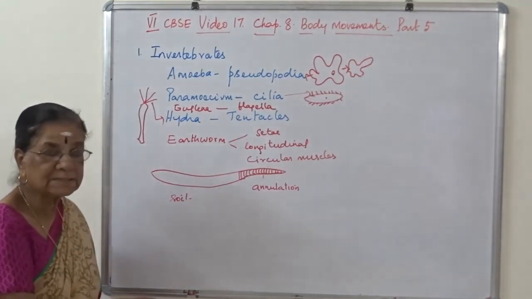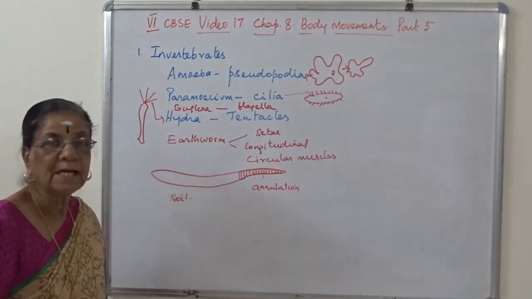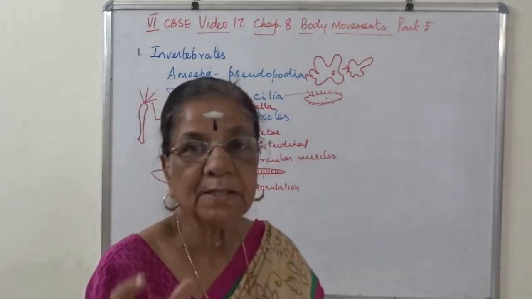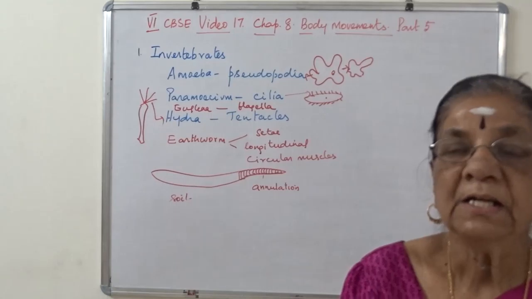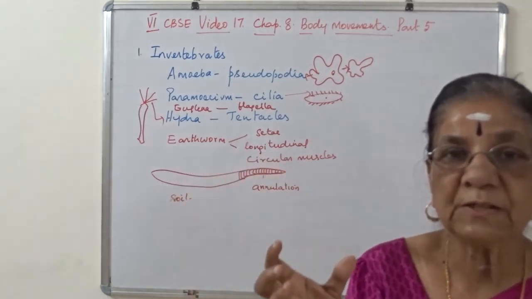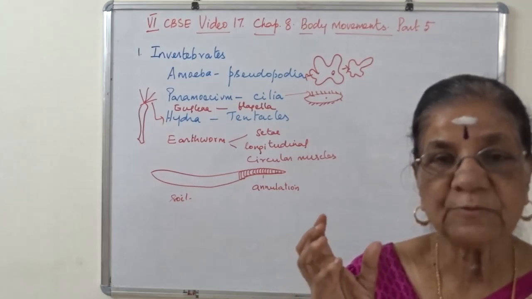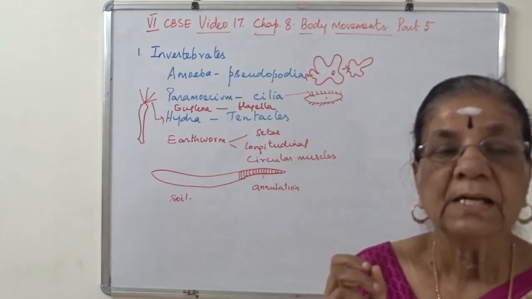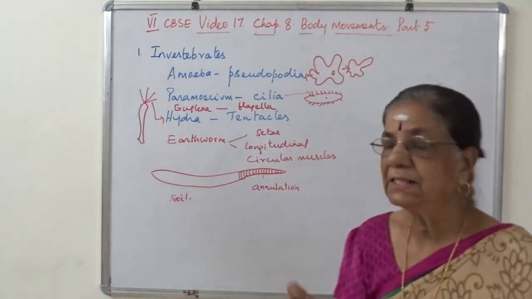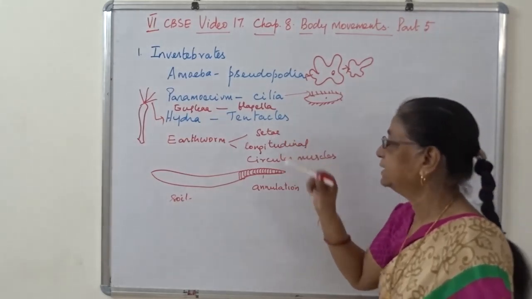Now, as it is present in the soil, it has to get a grip on the soil. So the entire segmented body surface of the earthworm has a bristle-like structure called body setae.